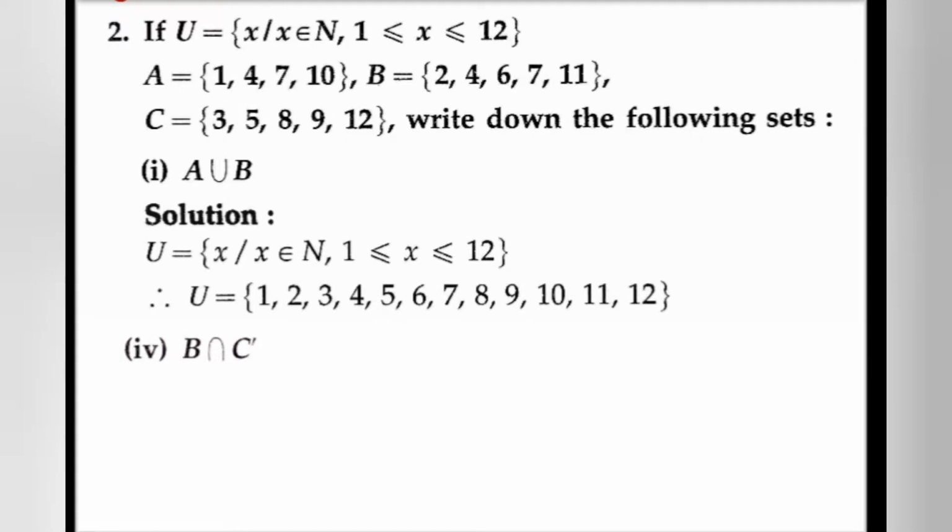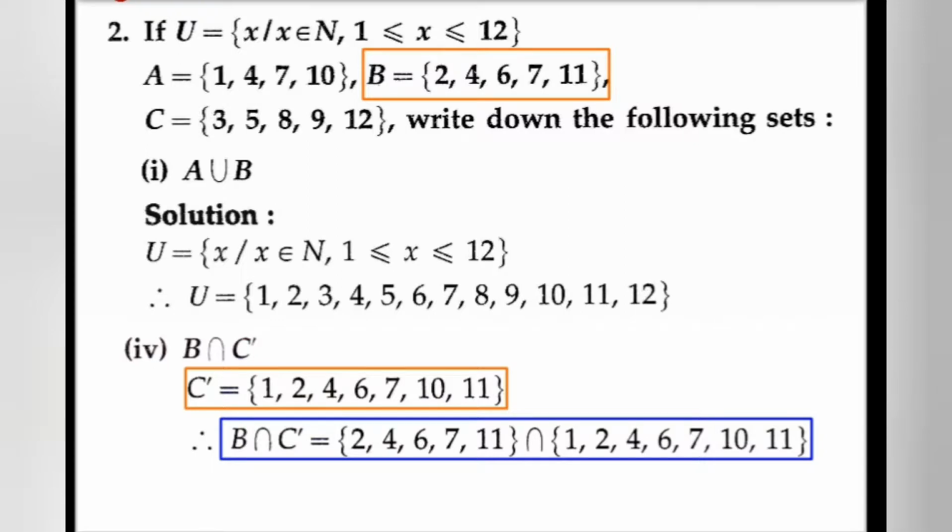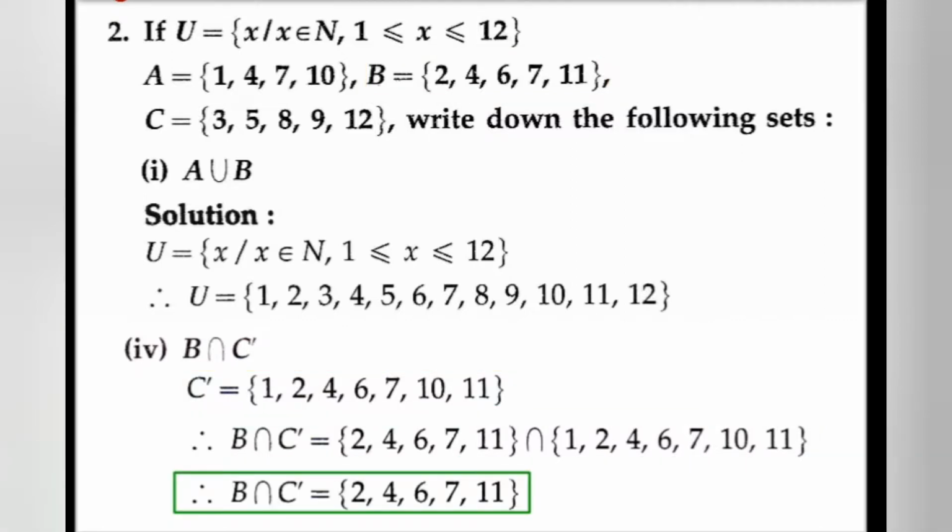Number 4. B intersection C complement. Now C complement is set of 1, 2, 4, 6, 7, 10, 11. Therefore, B intersection C complement would be set of 2, 4, 6, 7, 11 intersects 1, 2, 4, 6, 7, 10, 11. So it is set of 2, 4, 6, 7, 11.